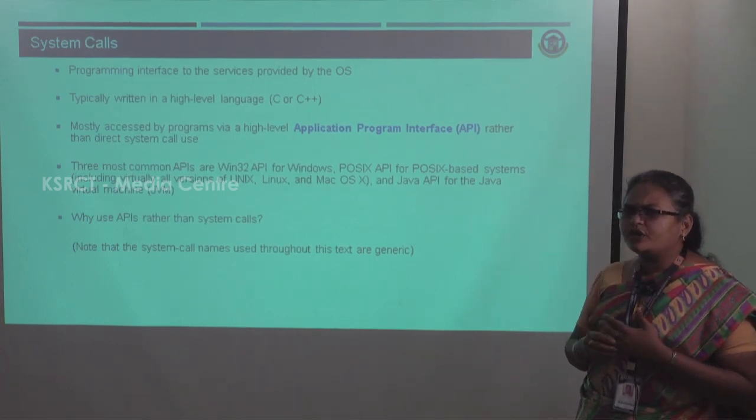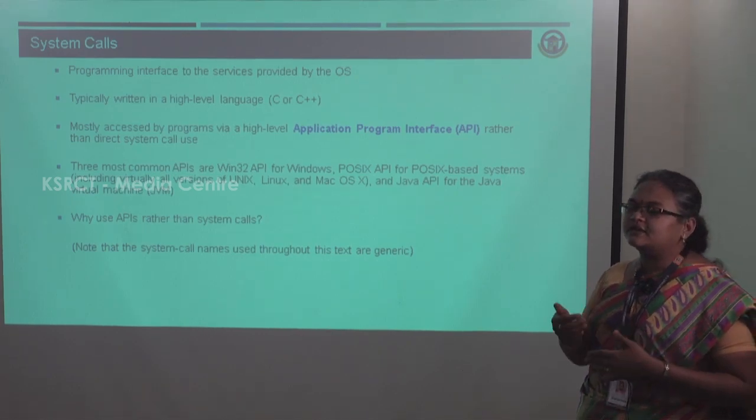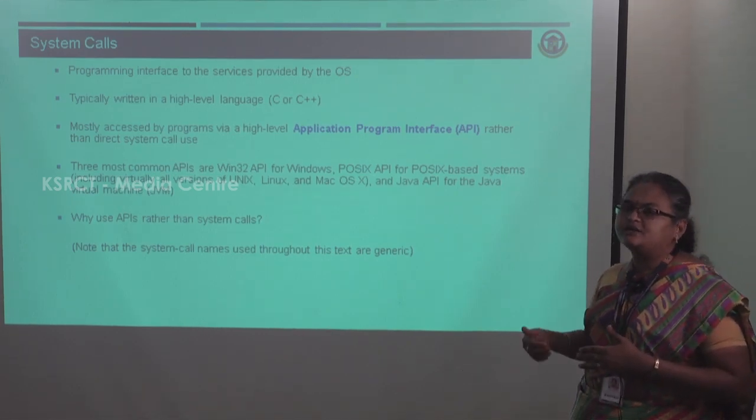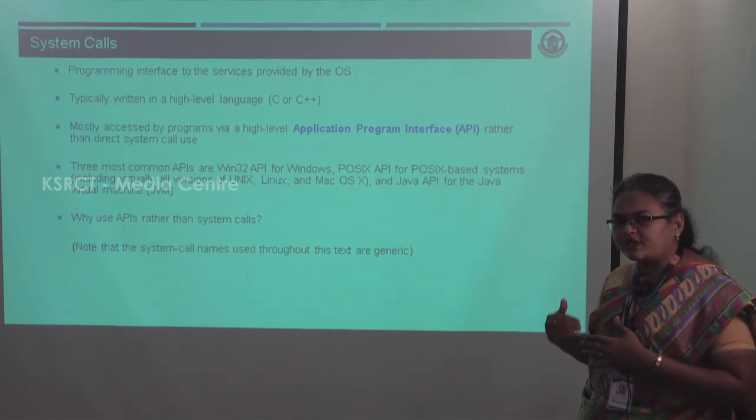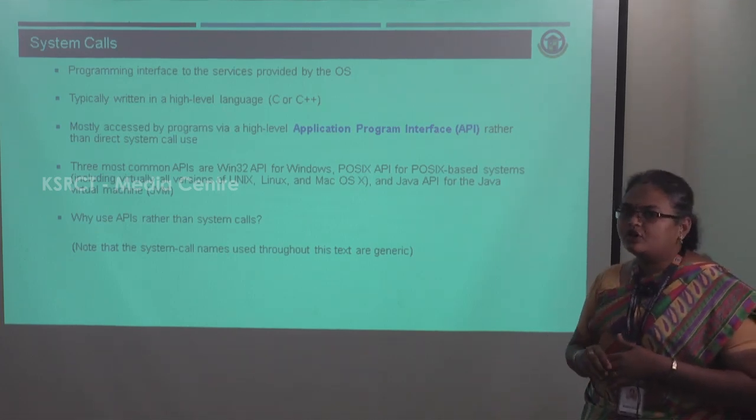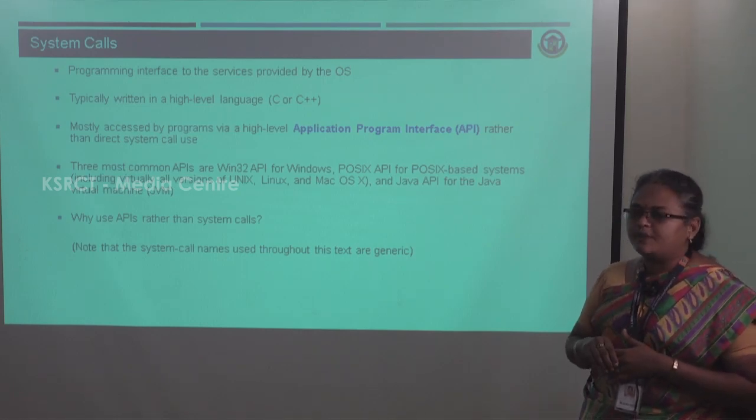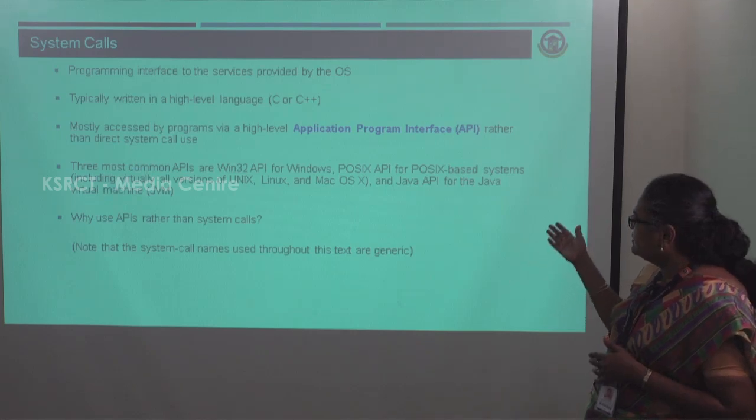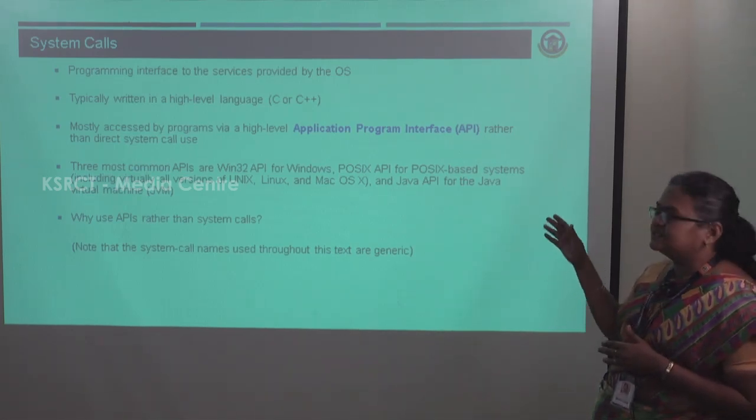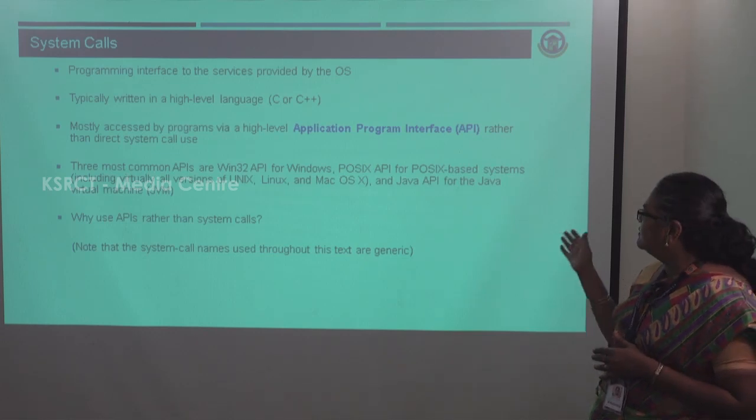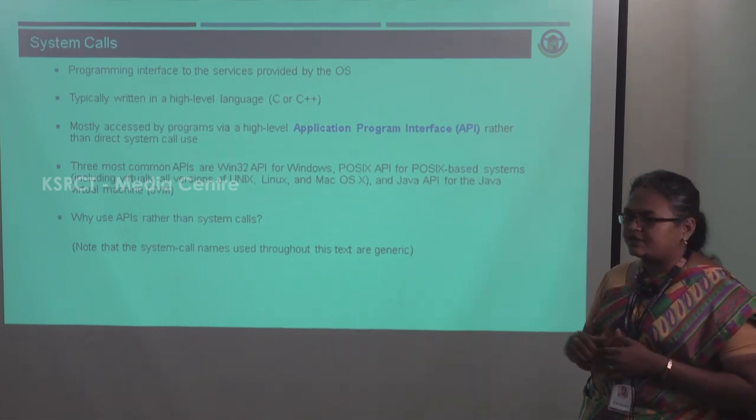Each and every operating system has its own API. That API generates the system calls and provides them to the operating system. The operating system provides services based on the system calls provided by the API. When we go for POSIX based systems like Linux or Mac OS, it uses the POSIX API. When we go for the Java virtual machine, it uses the Java API.